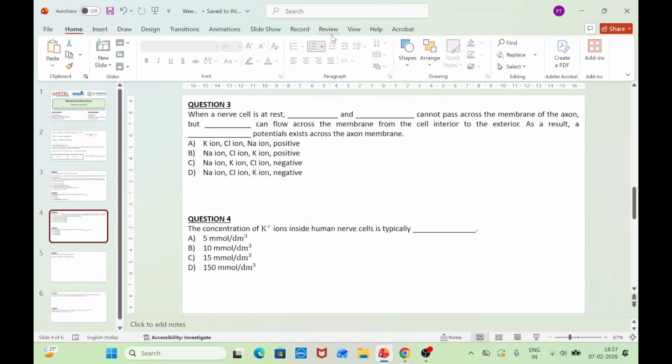These two questions, question number 3 and 4, are relevant to bioelectrochemistry, in the case of a nerve cell. Please let me know the answers for both the questions, and in case you have any doubts related to question 1 and 2, please let me know.